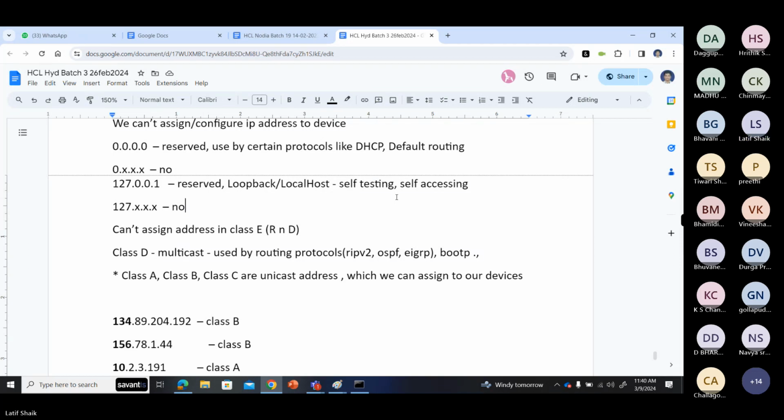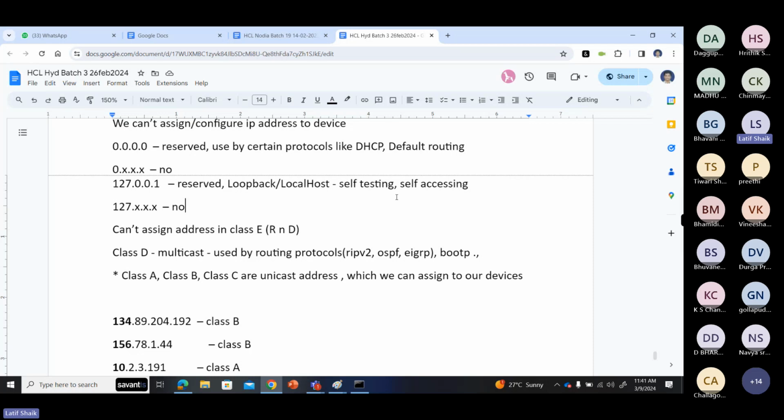Also you cannot assign an IP address of class E, because it is reserved for R&D, research and development. In some special cases people may use class E, but generally the public doesn't. Next is class D, multicast IP addresses. You cannot assign these to individual systems. They are managed by protocols like RIP version 2, OSPF, BGP, BootP, for network-wise deployment.